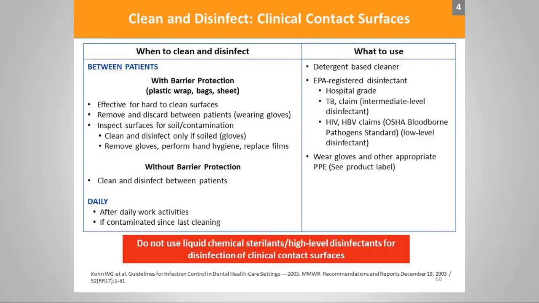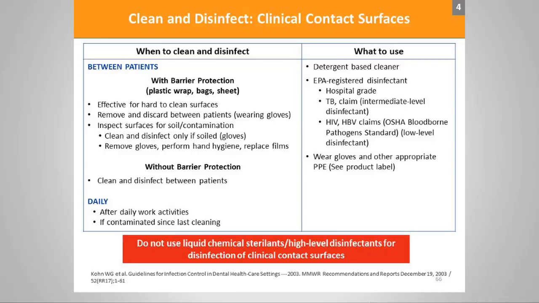What should you use? Again, a detergent-based cleaner, an EPA-registered disinfectant. It's hospital grade. I like them to have a TB claim, an intermediate level disinfectant, and wearing gloves and other appropriate personal protective equipment. Remember, I know you're used to wearing gloves, masks, glasses, and long sleeve clothing when you're treating patients. You want to do the same thing when you're handling any disinfectant.